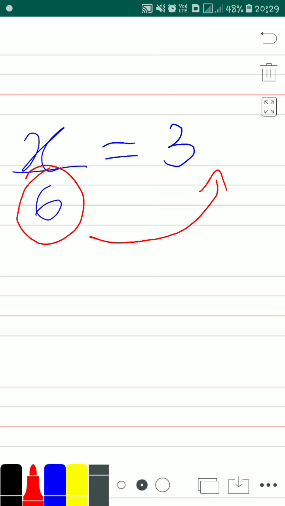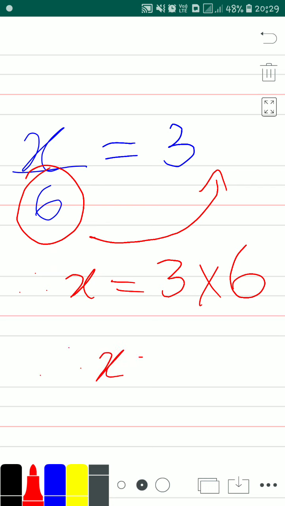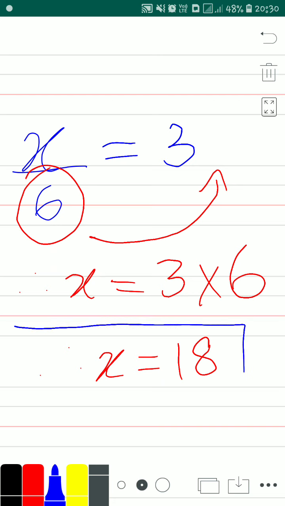So the opposite sign of division is multiplication. So in the next step we write therefore x is equal to 3 into 6. So we get therefore x is equal to 18. This is going to be our final answer. Okay.